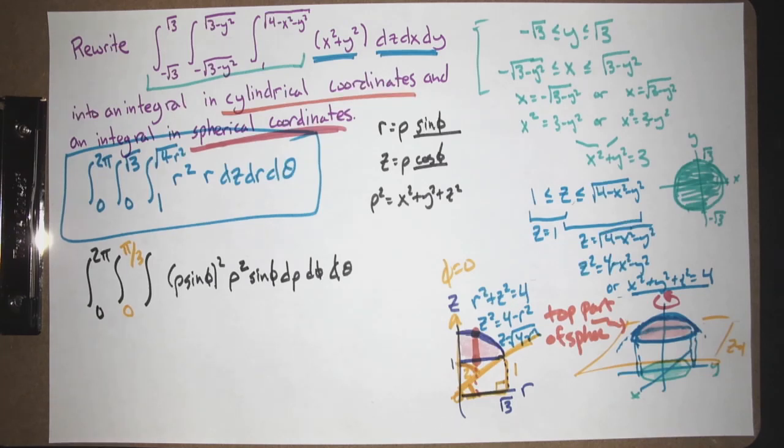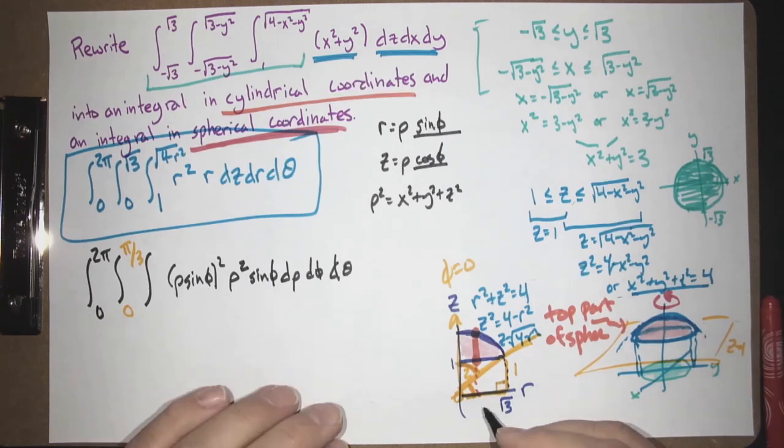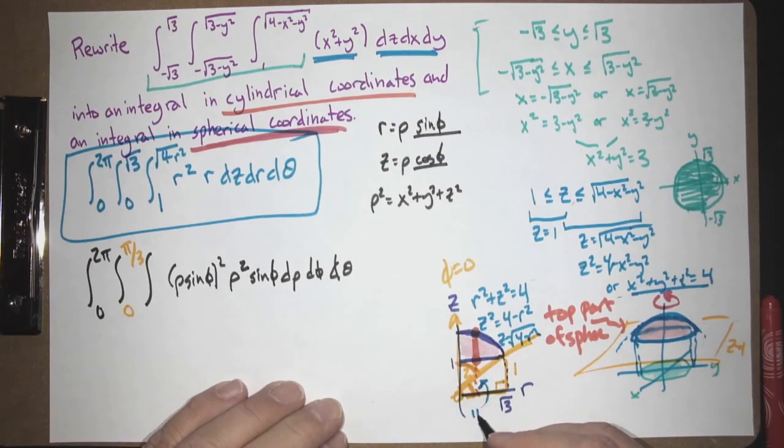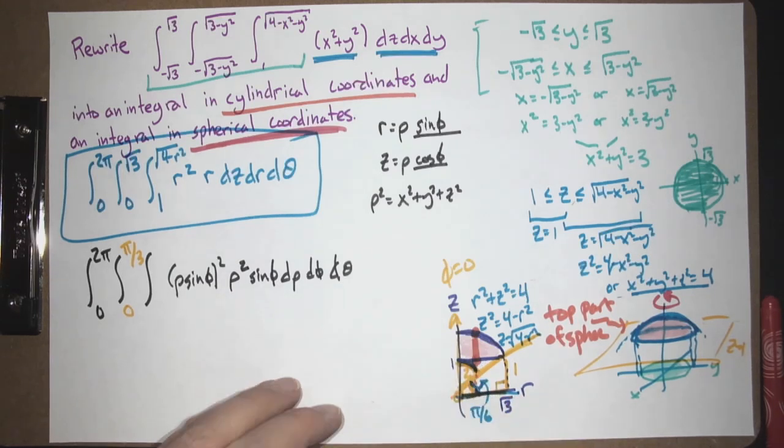So you have to be careful here. This angle inside the triangle, I'll mark it, is pi over 6. But we're not measuring phi from the axis here. We're measuring phi from the z-axis. And so that's this angle, pi over 3.